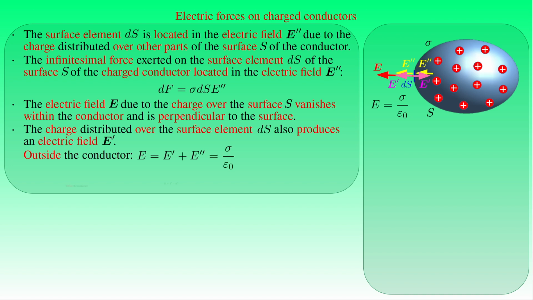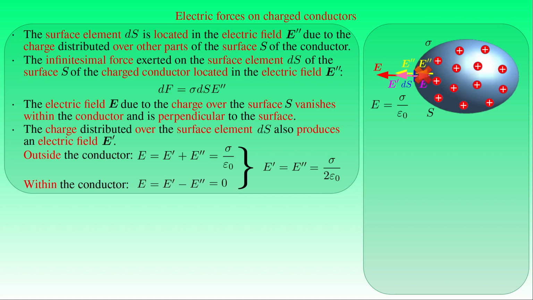Within the conductor they have opposite directions and their superposition gives the difference between their magnitudes, where the net electric field E vanishes. We immediately conclude from the second equation that the magnitudes of the field E prime and the field E double prime are equal. Then the first equation tells us that their magnitudes are given by sigma over 2 times epsilon naught.